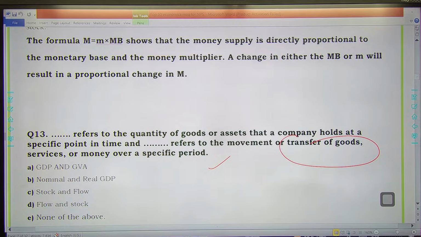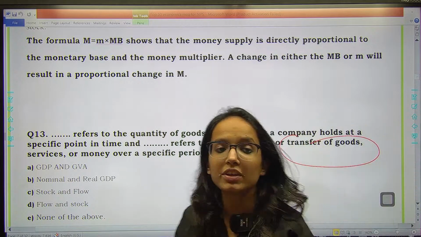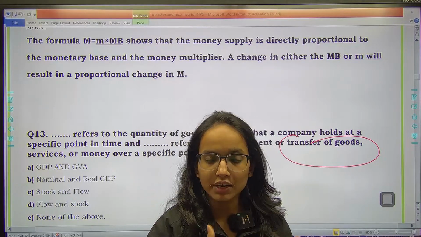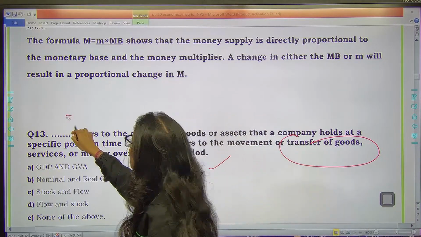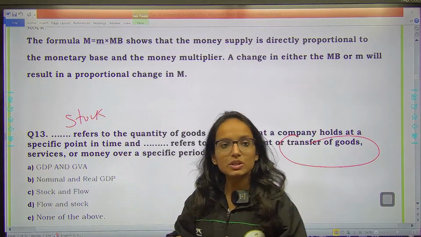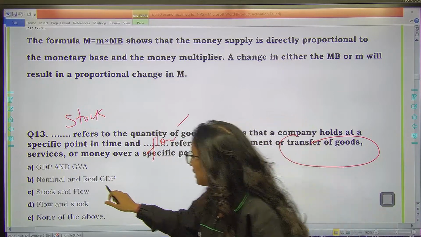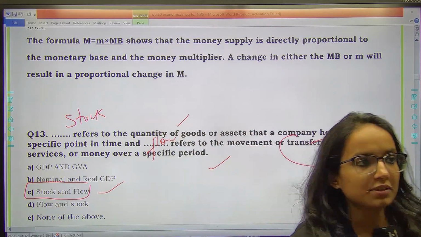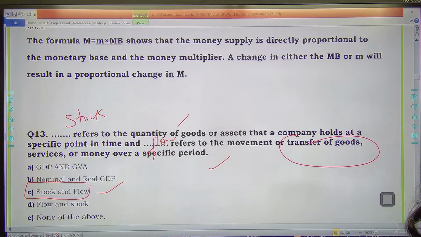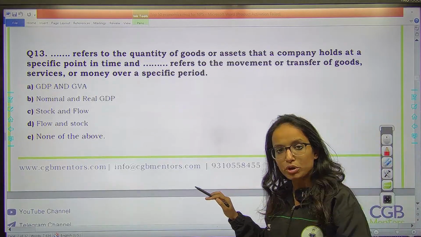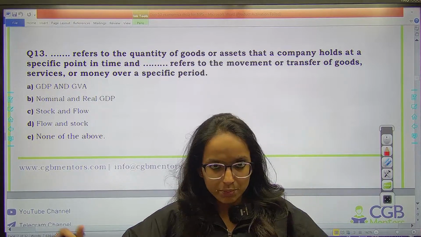You know the concept of stock and flow. Stock is any quantity, any variable measured at a point of time. Flow is anything measured during a period of time, right? So at a point of time it will be stock. Anything measured during a period of time will be the flow concept. So stock and flow, that is your option C. C is the right answer here. Very good, well done, Gunachandra and Prabhu. Stock is anything measured at a point of time. Flow is anything measured during a period of time.